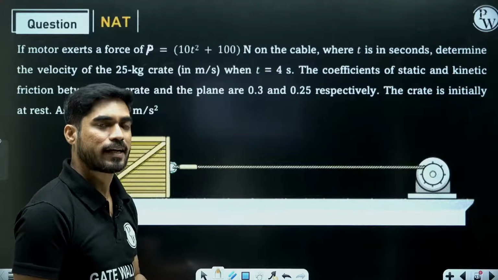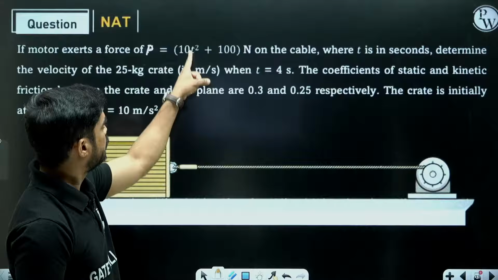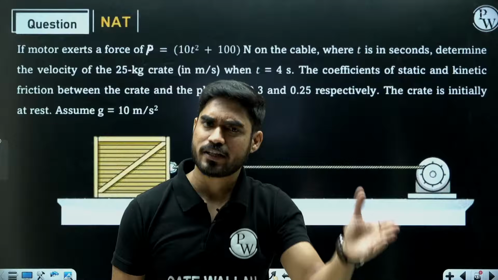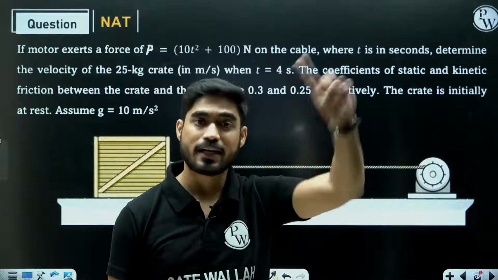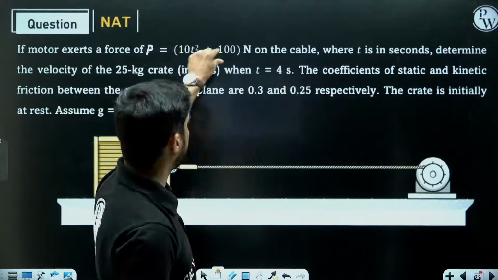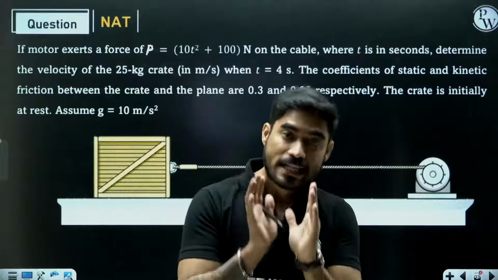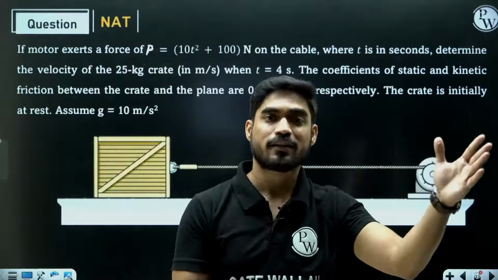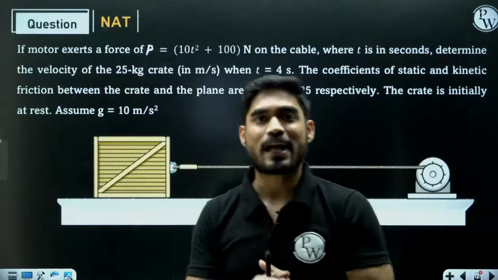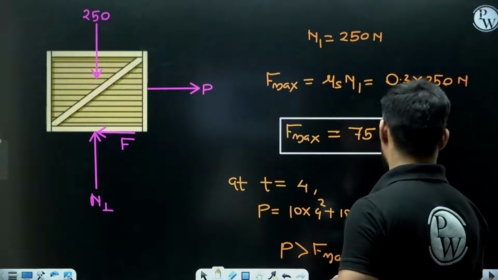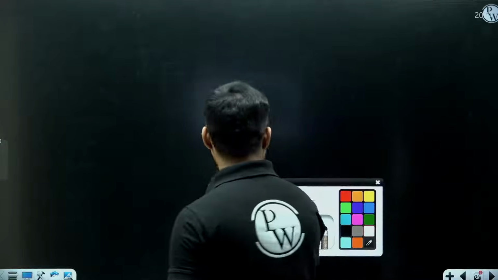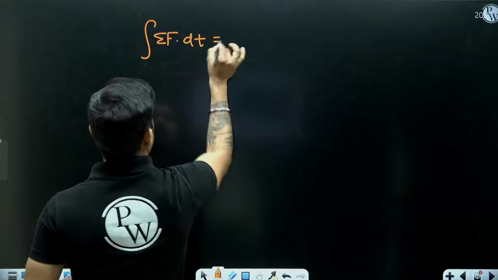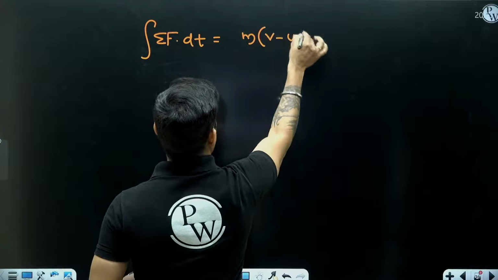At t equals 3 seconds, what will happen? Yes. So somewhere between 2 seconds to 3 seconds, the crate will start moving if the force was 10t square plus 20. So you will calculate that time, and then from that second to 4 seconds, the crate will move. Now why we are calculating this time, understand. Because we will have to use the impulse momentum equation and we will have to integrate, because right now the force is not constant. Right?